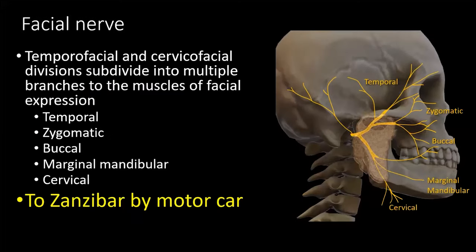So these then divide into what we traditionally remember as the branches of the facial nerve: the temporal, zygomatic, buccal, marginal mandibular, and cervical. We all remember from med school, "To Zanzibar by motor car," right? It's one of the few med school mnemonics that's still useful. You ain't using the Krebs cycle anymore, so it's good that something you memorized in medical school is going to be helpful to you.